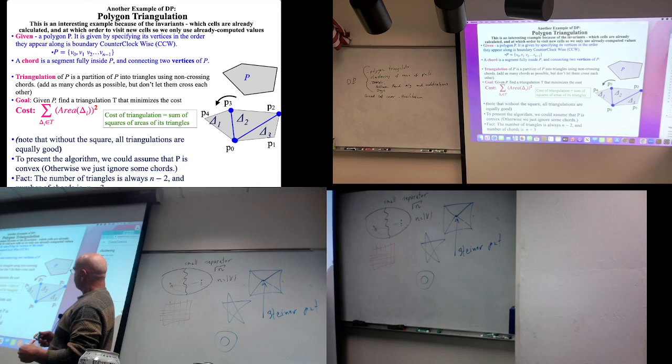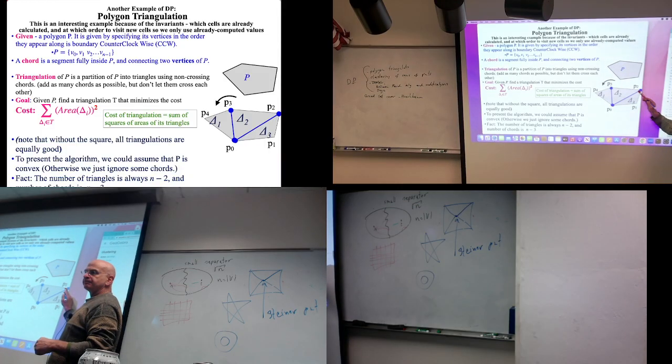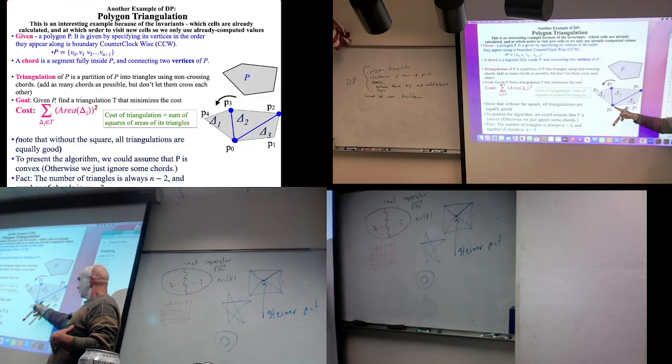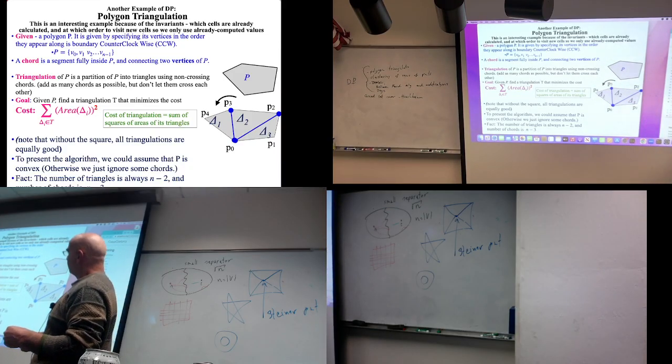So let's define what is a chord. A chord in the polygon will be a segment which is fully inside the polygon. That would be a chord. And it starts from one vertex and ends in another vertex. And any triangulation that I'm willing to consider will be defined by such chords, again, segments fully inside the polygon, which start at a vertex and end at a vertex. My chords cannot start at the middle of the polygon edge, only at vertices.